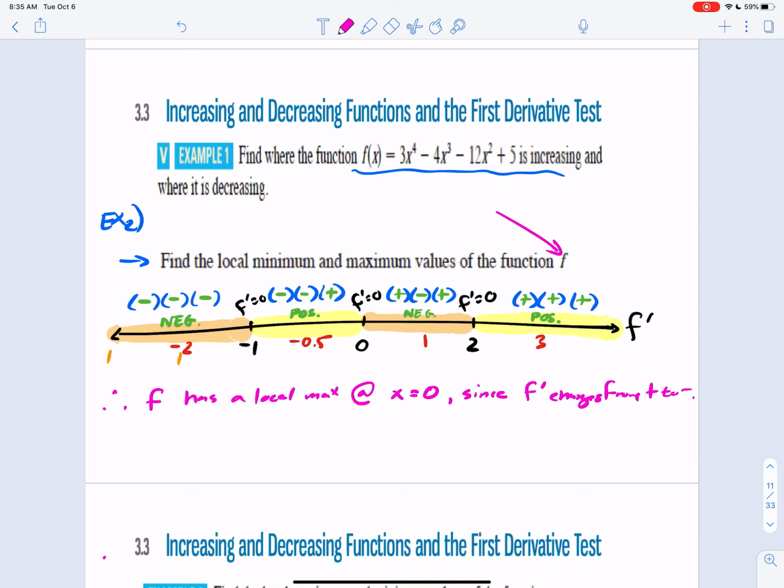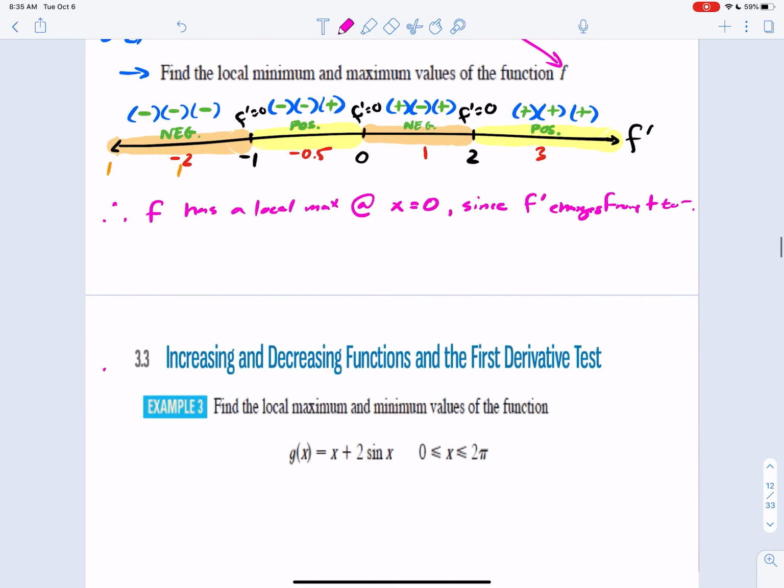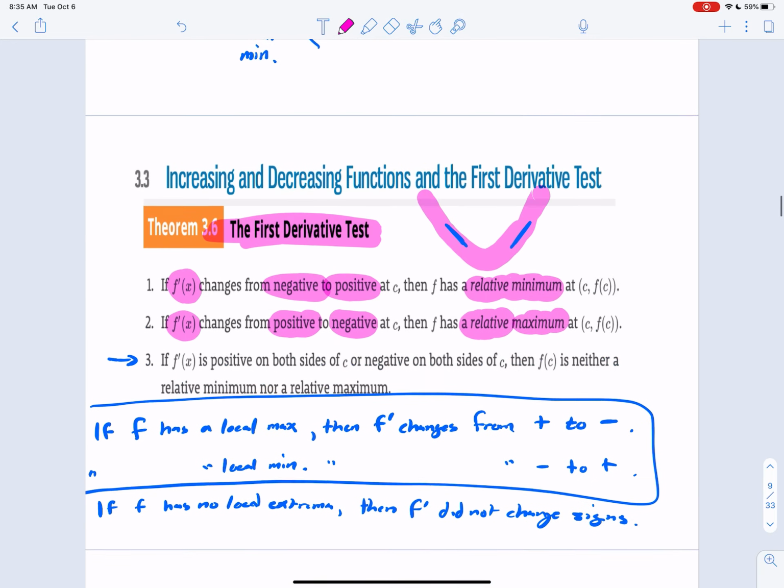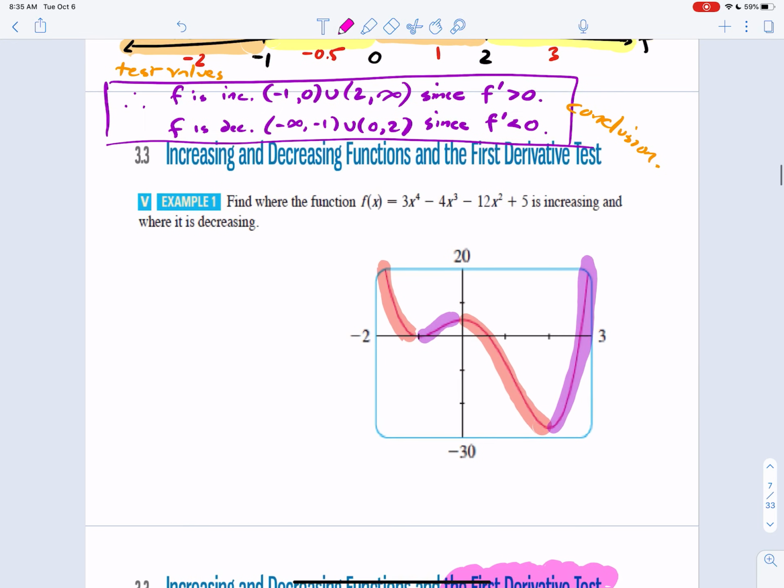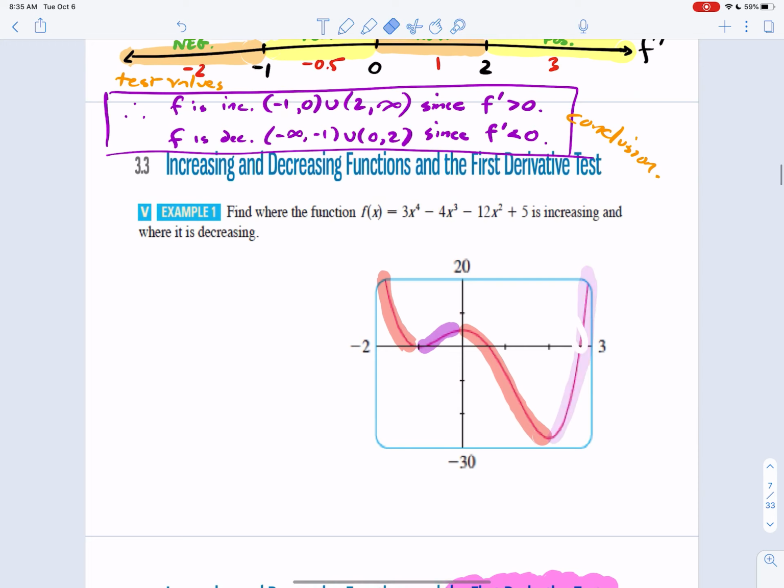Okay. Make sure you guys believe it, all right? Since the derivative changes from positive to negative, you know there's going to be a local max there. And we could see in that picture right here. Let me erase this here so you guys can see it. Right there, there is a local max at x equals 0. Okay?